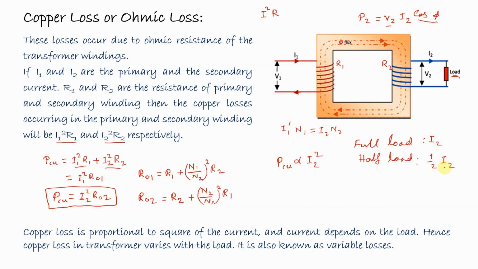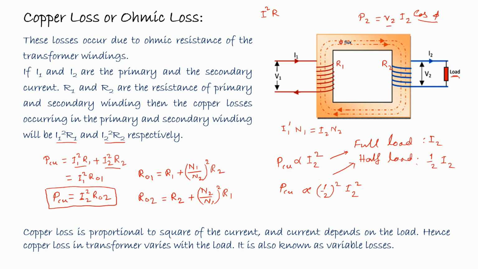That means if we reduce the load by half, that means if we make the half load condition, then only the current will be half. Therefore, the copper loss will change as the square of this current. So in this case, the copper loss will be proportional to (1 by 2) square into I2 square. So this is the copper loss for the full load, and this is the copper loss for the half load. So in this way, depending upon the load compared to its full load condition, the copper loss will vary as the square of this load.